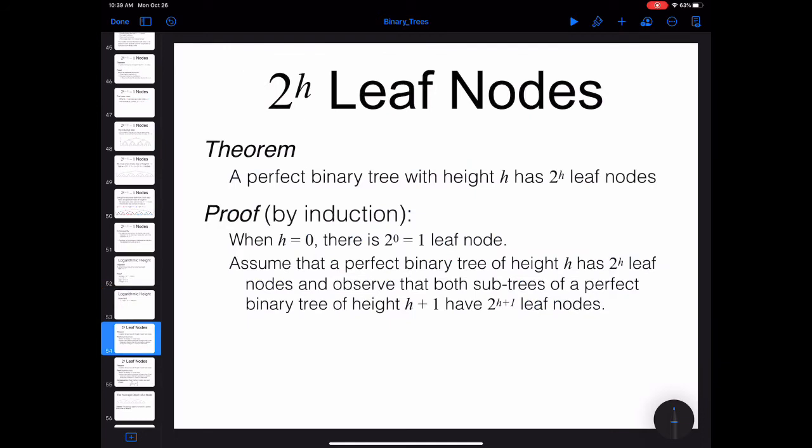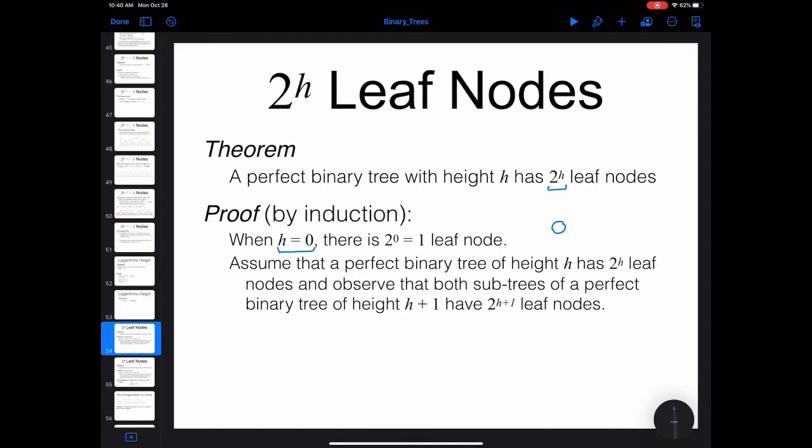The next theorem is talking about the number of leaf nodes in a perfect binary tree of height h. This theorem is telling me that the number of leaf nodes is going to be 2 power h if the height is h. Again, I can prove this using induction. I have a base case, where I show that if h is equal to 0, the formula is correct. When h is equal to 0, it means that you have only one node, right?